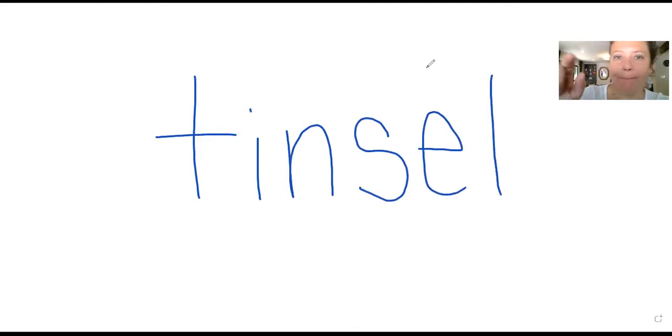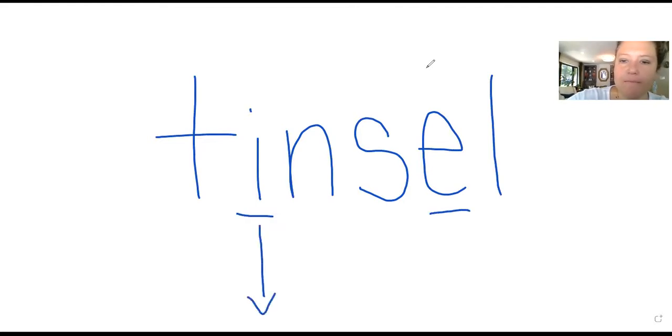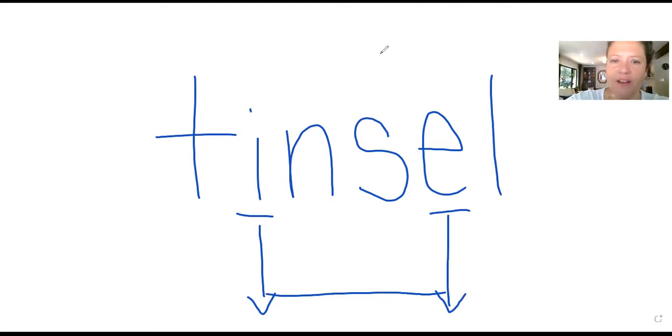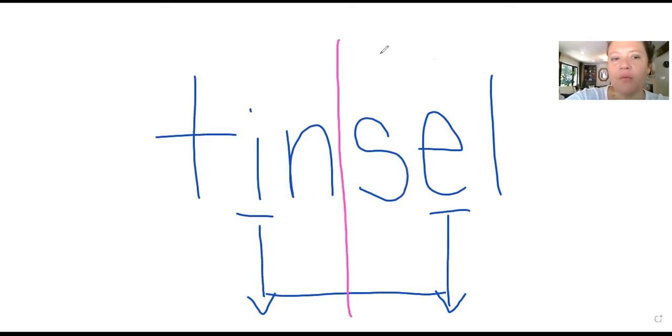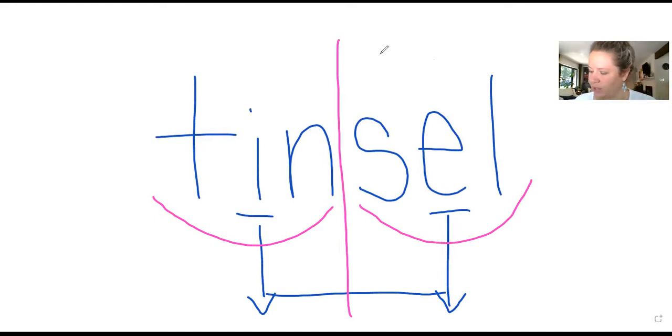is this word here. We're going to underline our vowels, go down, draw a V, connect our bridge. We look for our letters that don't go together. That's these two, of course. We're going to divide down the middle and we can blend our word, tinsel. So that is tinsel, like you put on a Christmas tree.